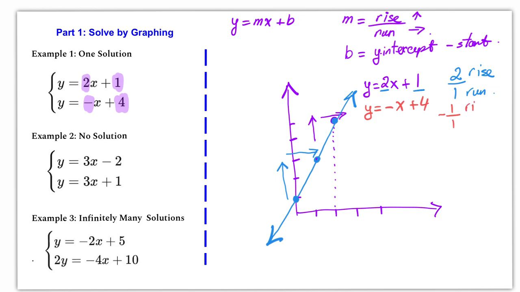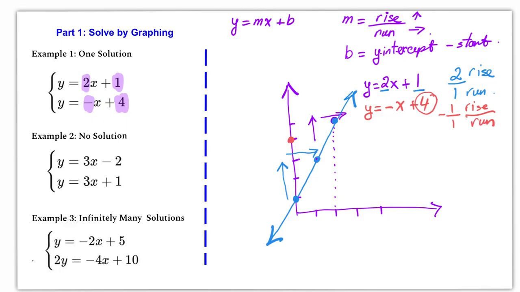And we're going to rise and then run, okay? And our starting point will be our y-intercept, which is 4. So let's go ahead and do that. So we're going to go up 1, 2, 3, 4.